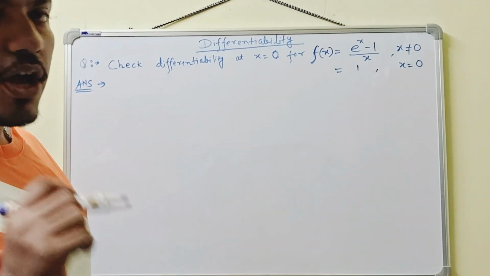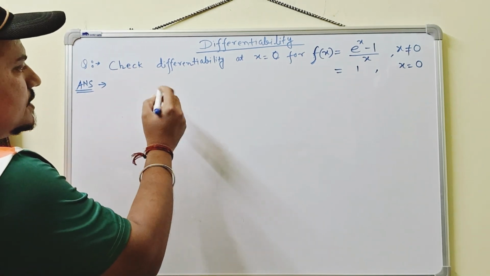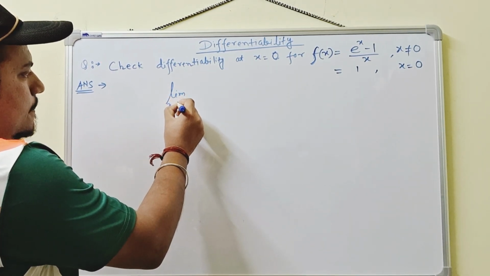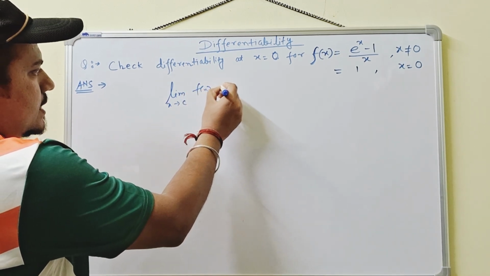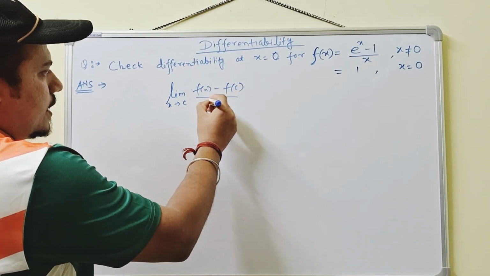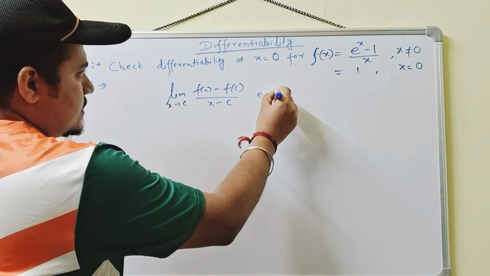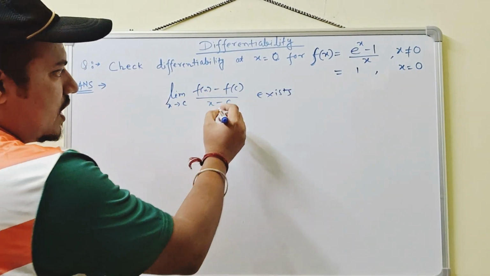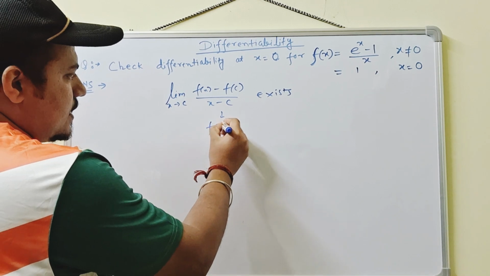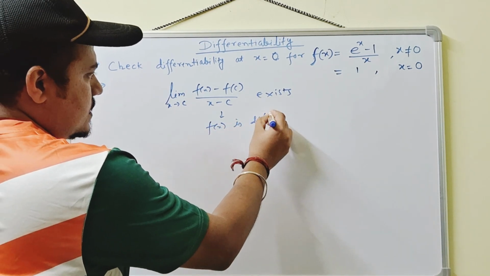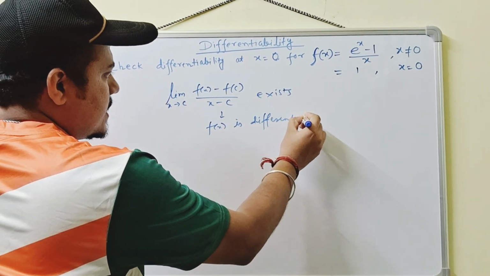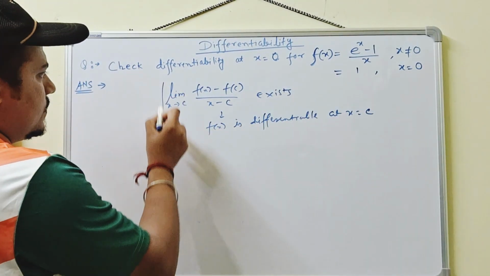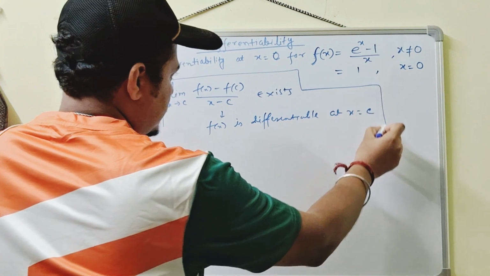First you have to know the basic definition. For differentiability you know that limit x tends to c of (f(x) minus f(c)) by (x minus c) exists. If this limit exists, that means the function f(x) is differentiable at x equal to c. This is the basic definition of differentiability.